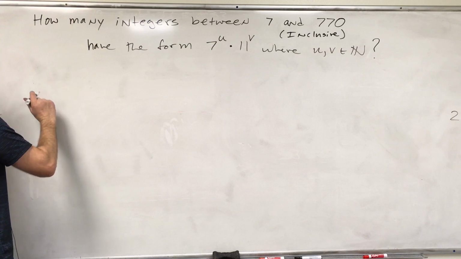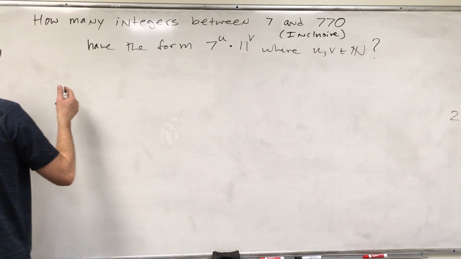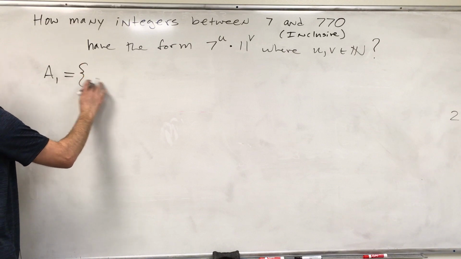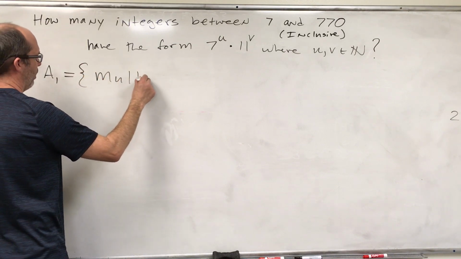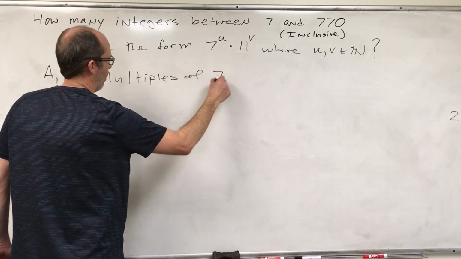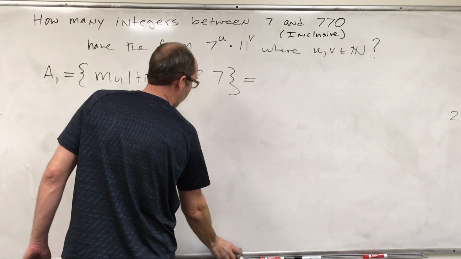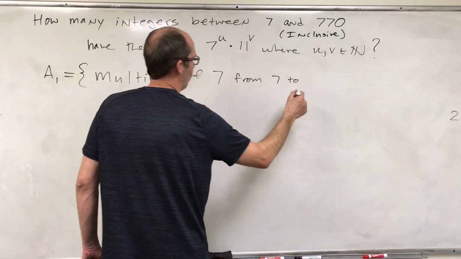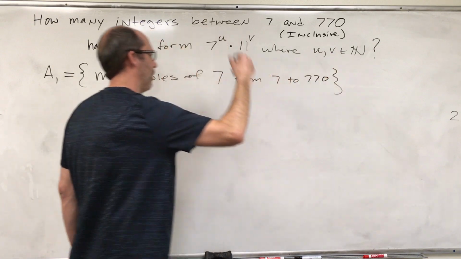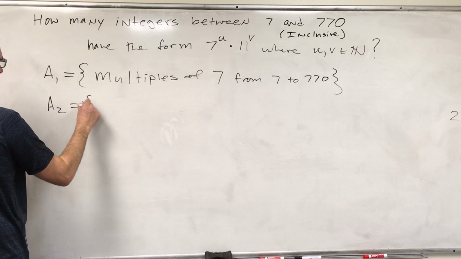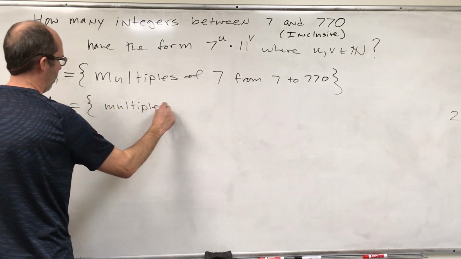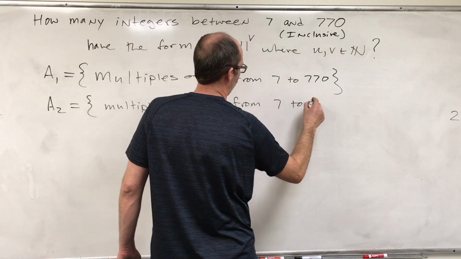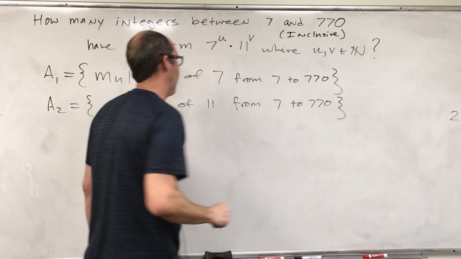Okay, so what we're going to do is define two sets. A1 in this case is the multiples of 7 from 7 to 770, inclusive, including 7, including 770. A2 is the multiples of 11 from 7 to 770, inclusive again.